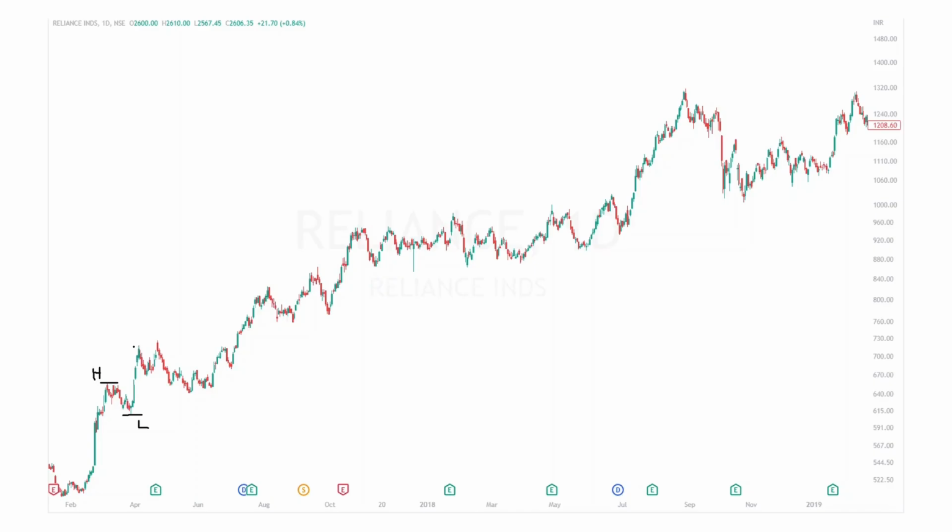Then price breaks out and forms a new high, and then it comes up and forms a new low. So once this is formed and price breaks out of this zone and forms a new high at this point, we can confirm that we are in an uptrend. As you can see, price has moved up, and then it continues to move up, forms a higher high, and then forms a higher low.